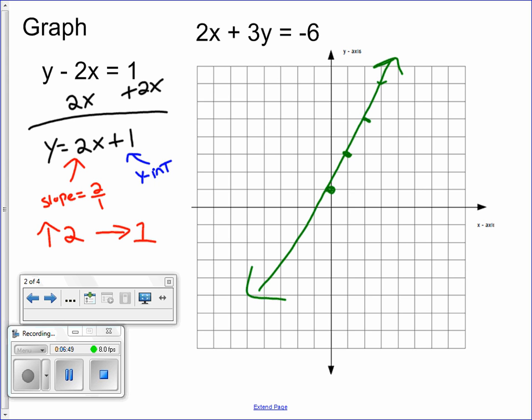You can reverse it, and instead of up 2, right 1, you can go down 2, left 1. I didn't graph that very carefully, I can graph a little bit better. Down 2, left 1, down 2, left 1, and it looks like that. Whenever you're graphing a line, please put on arrows and label it with the equation.